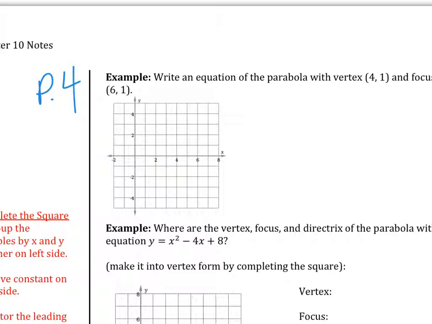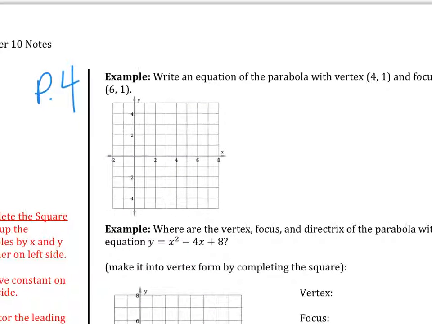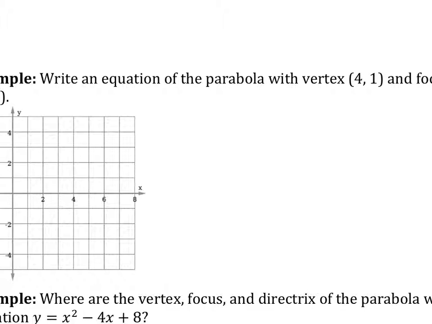It's been a few days since you saw parabolas, so you probably need a little refresher. We want to write an equation of this parabola that has vertex at (4, 1) and focus at (6, 1). The first thing you want to do is draw those two dots and label them.